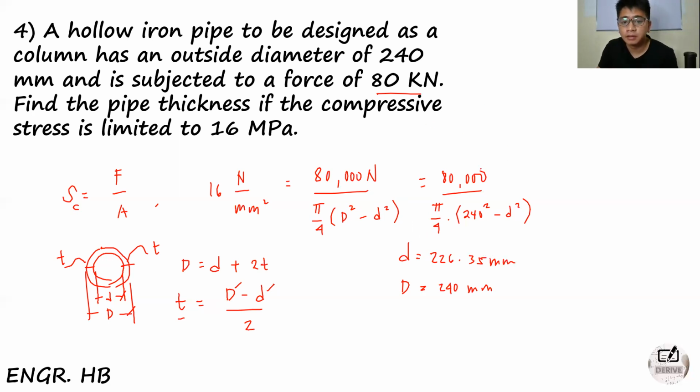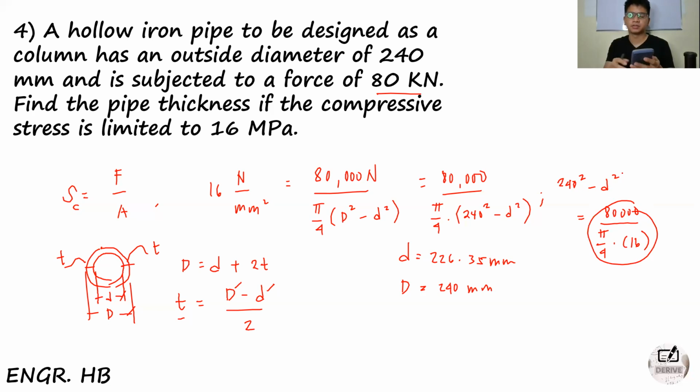My advice to you is that when you have a problem like this, you can use Shift Solve. But you can also do it this way: 240 squared minus d squared equals 80,000 divided by pi over 4, then put 16 underneath. You get the amount, then transpose: subtract it from 240 squared, which equals d squared. Of course, take the square root of that value. So we get 226.35.